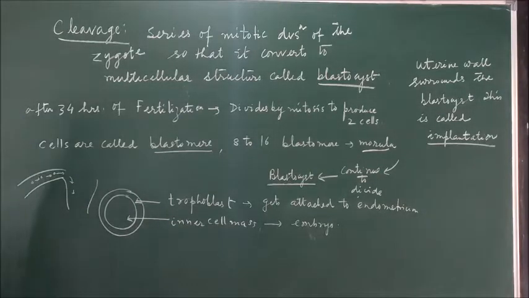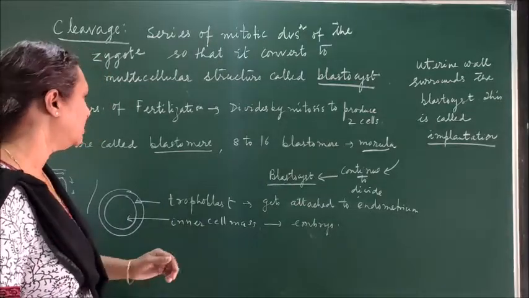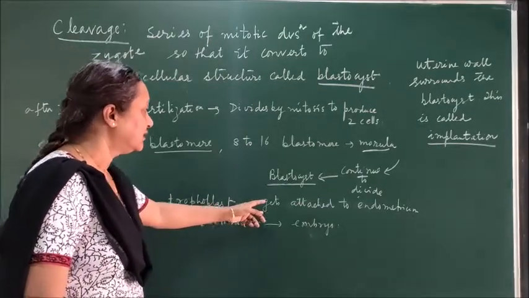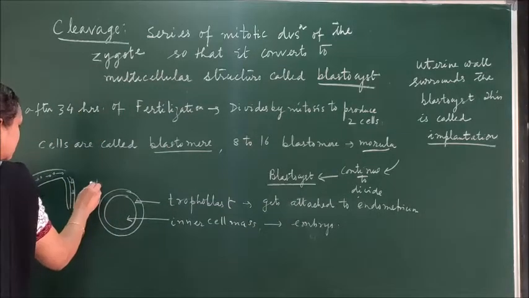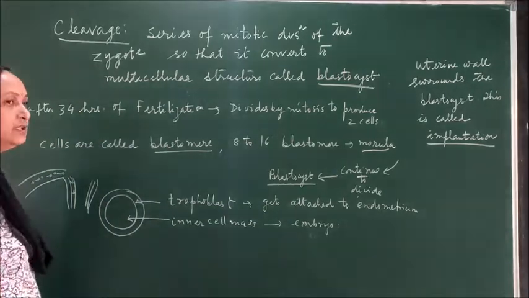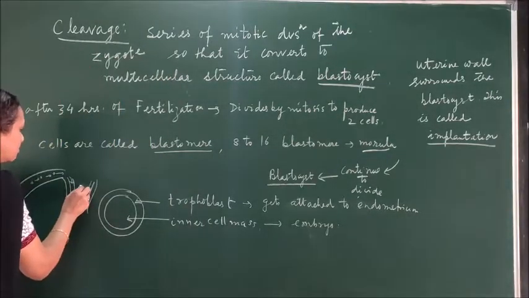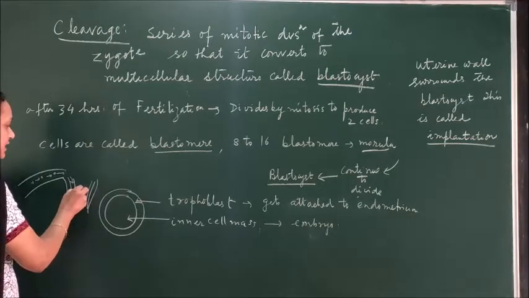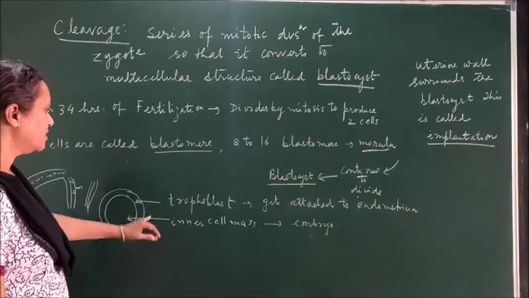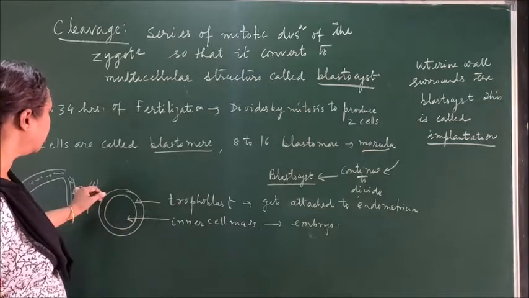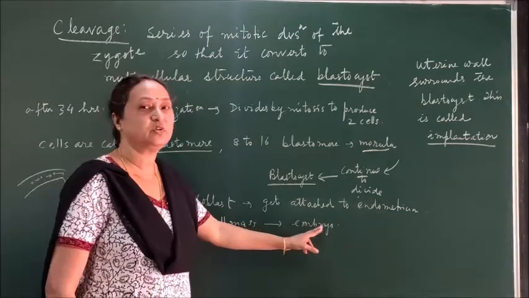What is the inner wall of the uterus? The inner wall of the uterus is the endometrium. Okay? This trophoblast gets attached to the endometrium, because the uterus has three layers, and the innermost layer is called the endometrium. So ultimately this morula, which has 8 to 16 cells, is attached to the endometrium of the uterus. The trophoblast is connected to the endometrium, and from the inner cell mass the embryo develops.